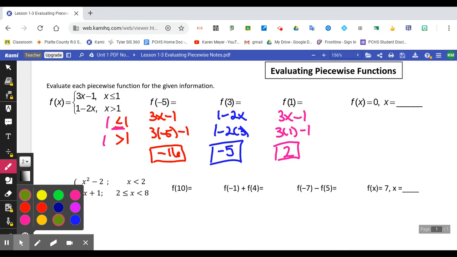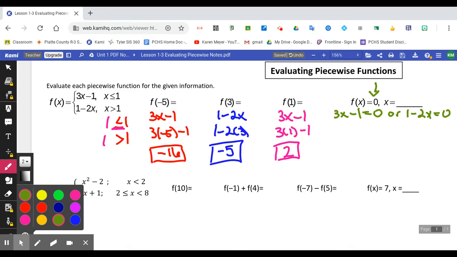what I would do is I would just take 3x minus 1 and set it equal to 0. Or it could be the bottom one. Take 1 minus 2x and set it equal to 0. So our job is to solve each one of these. And remember, we're setting it equal to 0 because that's what it tells me in the problem, f of x equals 0. And then we're going to figure out which one's true.